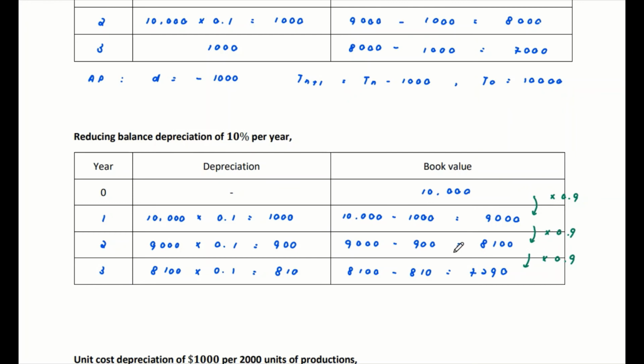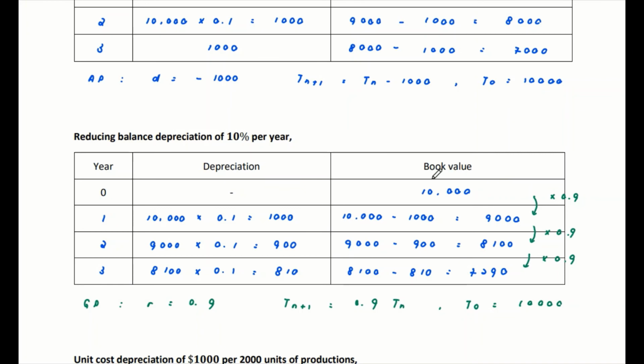So the other way for us to calculate the book value here is by using the previous value multiplied by 0.9. So in this case, this is a GP. The common ratio here is 0.9. If we use a recursive formula to represent it, then T(n+1) will be equal to the previous term multiplied by 0.9. And the same thing, our T0 here will be equal to 10,000. Alright, so that's the idea for reducing balance.